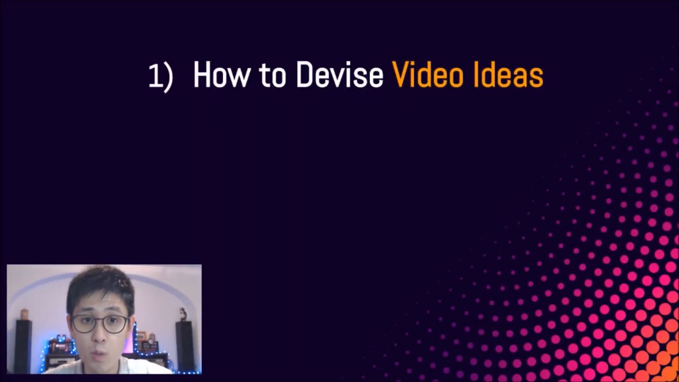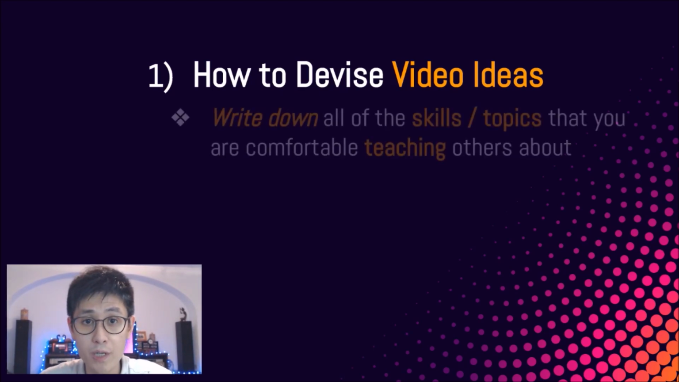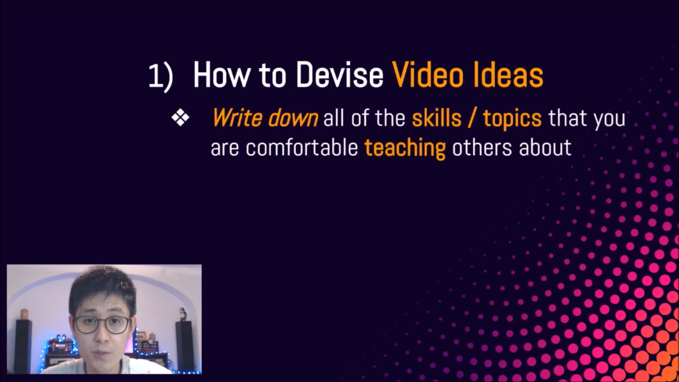So starting off at number 1, we have how to devise good video ideas. And obviously, planning is crucial to the YouTube video creation process. And first up, for a tip that I found to be very helpful, it is to write down all of the skills or topics that you are comfortable with teaching others about. And this is important because to save both yours and your viewers time, you should only be talking about things that would be of value to others.